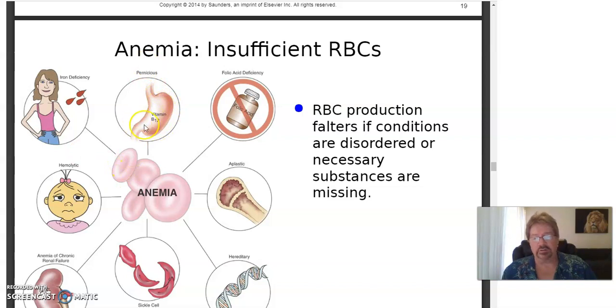Pernicious anemia, lack of vitamin B and folic acid. Hemolytic, something's happening to them. Aplastic, not enough's being made. Anemia of chronic renal failure, it's escaping through the kidney. Sickle cell, a hereditary disorder among African American black people. Or if you're just losing some, guys, hemorrhagic anemia. If you've got, say, a stomach ulcer and you're bleeding, that'll make it too.